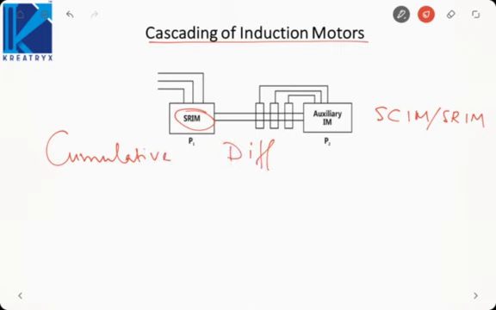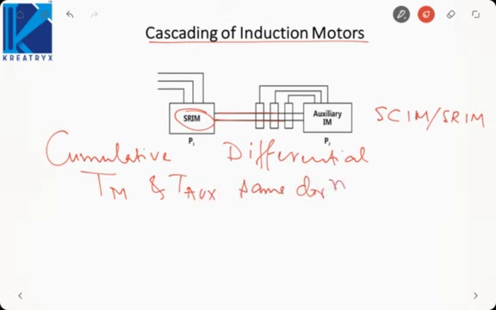The other is called differential cascading. In cumulative cascading, the torques produced by the auxiliary induction motor and the slip ring induction motor, or the main induction motor, will be the same in direction. Their rotors are mechanically coupled. If the torque of the main and the torque of the auxiliary have the same direction, then it is cumulative cascading. If the torque of the main and the torque of the auxiliary have opposite directions, it is differential cascading. So there are two types of cascading based on the direction of torque between the two machines.